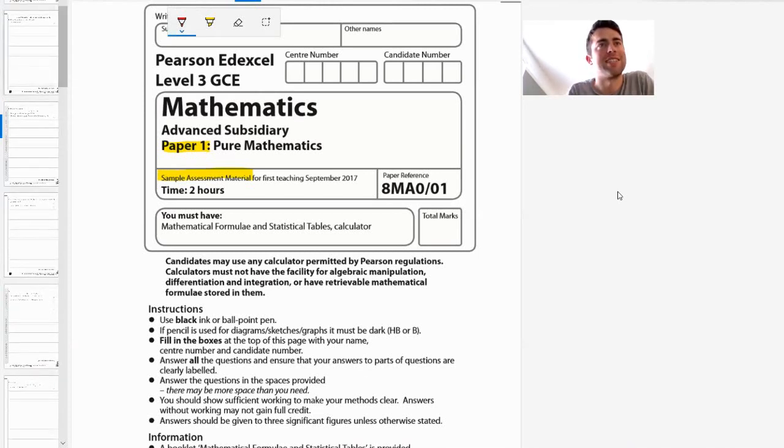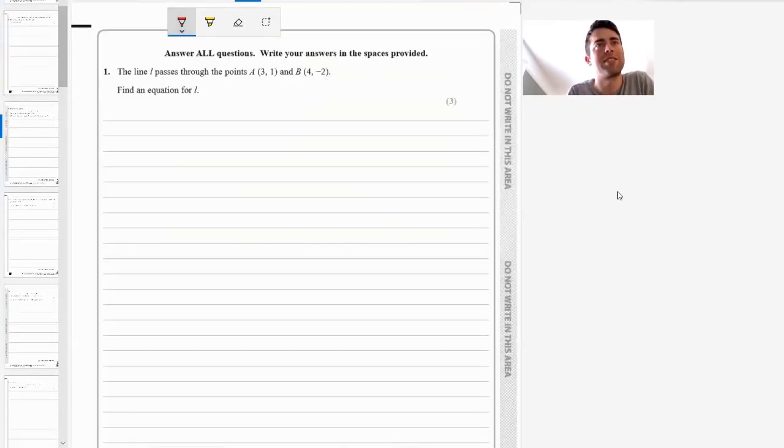All right, let's get started with question 1. The line L passes through those 2 points, find an equation for L. If I've been given coordinates, the first thing I want to do is do a sketch so that I've got it okay in my own mind.